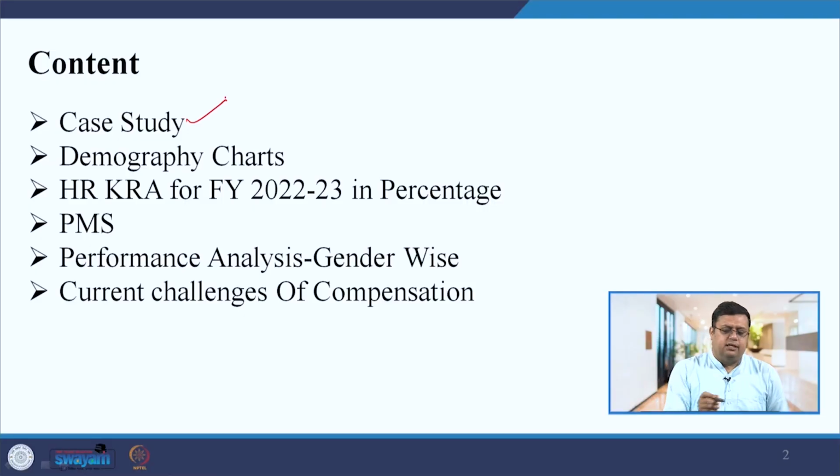Now let us understand problem identification, how a manager can identify the problem. In the first case study, one small caselet, I will make you understand what problems there are related to performance management in this case. Then we will understand the visualization of data related to various categories: gender wise, percentage wise, PMS related data. And finally, we will talk about compensation related data also.